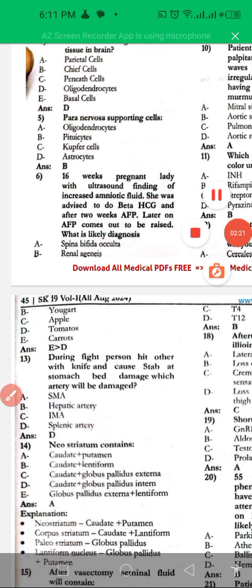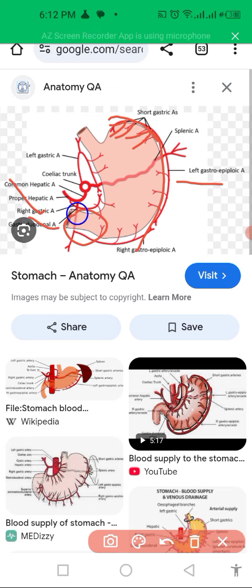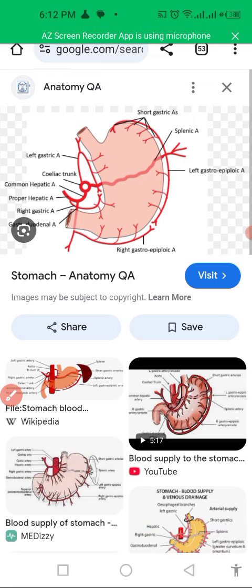Now we will be looking at the normal anatomy of the stomach. In this picture we can look at the arterial supply of the stomach. The short gastric artery supplies the fundus, and to the greater curvature there is the left gastroepiploic artery, and to the lesser curvature there is supply of the right gastric artery. The gastroduodenal artery supplies the gastroduodenal junction, and the left gastric artery gives off a branch to the lesser curvature. Now we will be looking at this picture, which is clear.